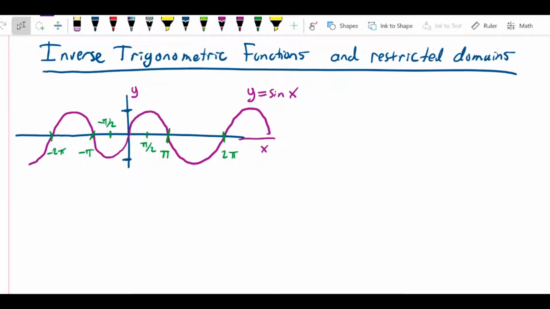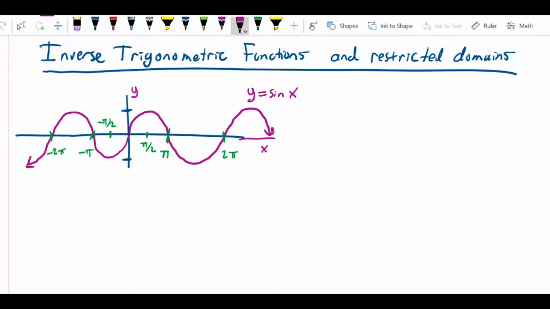We want to define the inverses of the trigonometric functions. We're first going to do this with sine, with y equals sine x. Now I've put the graph of y equals sine x up on the left side of the screen, and as you can see, since these go on forever in both directions, we know that the sine function simply repeats itself forever in both directions.